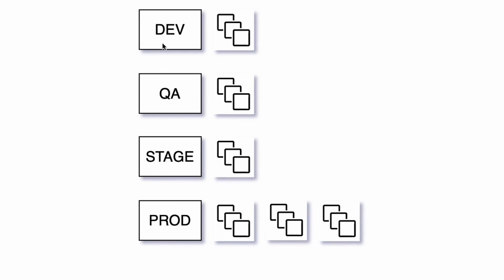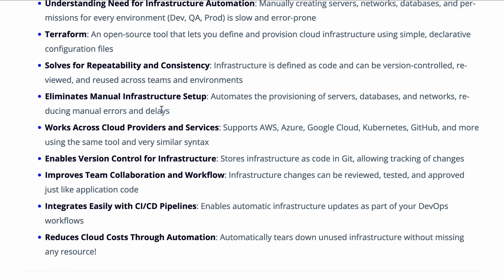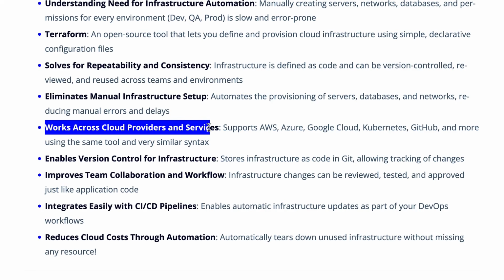I can also be sure that the same kind of environment is created in dev, QA, stage, and prod because we are automating everything. The QA environment is not created manually. It is being automated, and therefore we are very confident that the same kind of environment exists in dev, QA, stage, and production. You also have consistency. It eliminates manual infrastructure setup. Terraform automates the provisioning of servers, databases, and networks, and therefore you will not have any manual errors or manual delays.